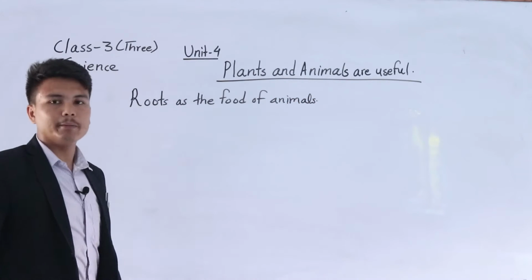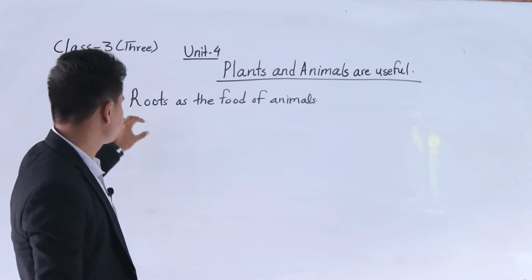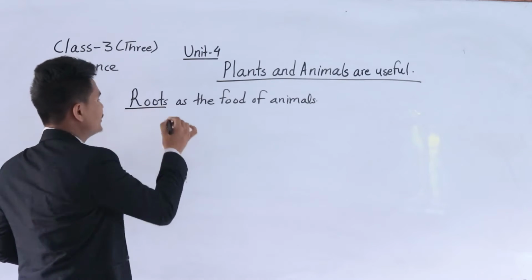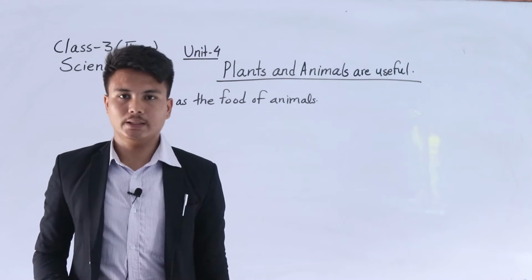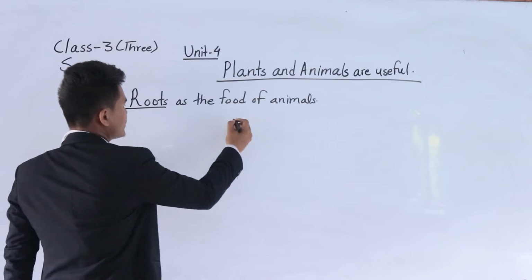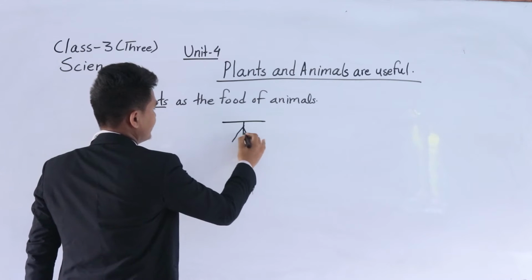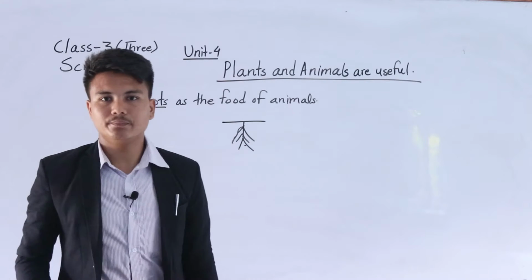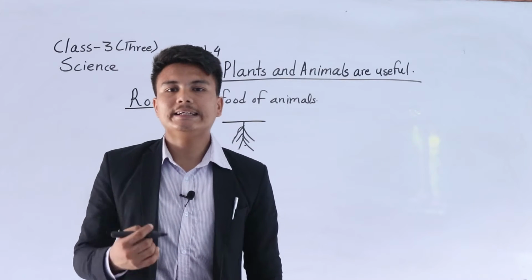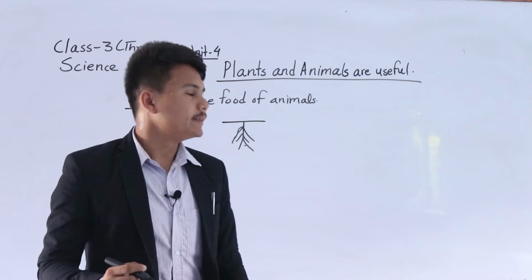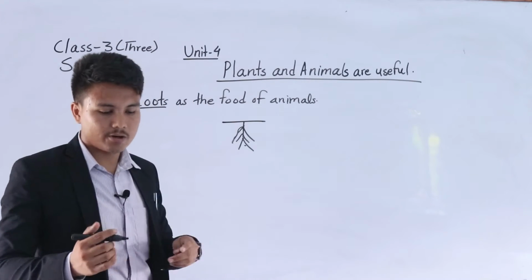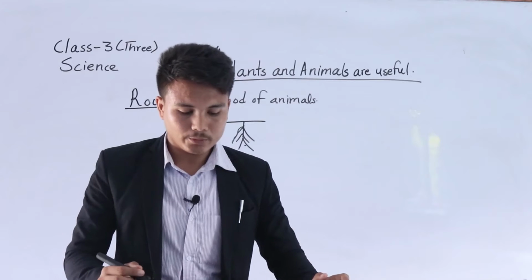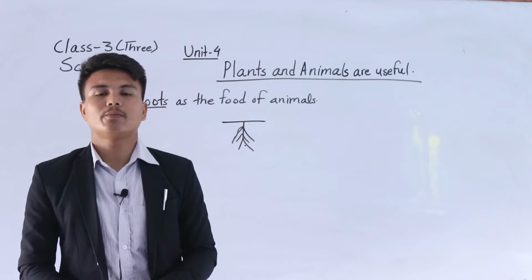Okay, there are 5 main parts of plants, and the first part is root, which is found under the soil. Basically, roots are found under the soil. Is that clear to all of you? When we dig a plant, then only we see the root. This is found under the soil. So let's talk about the root as a food of animals.